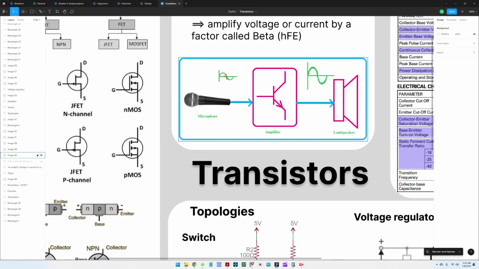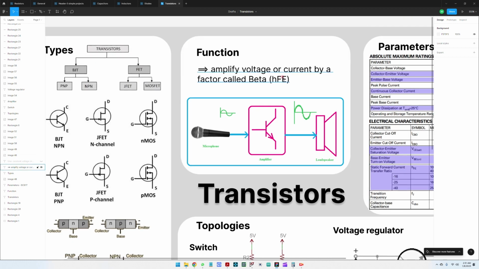Mainly, their function is to amplify a voltage or a current by an amplification factor called beta or HFE. In this small example, you have, for example, a microphone input signal, which is very small, about 40 microvolts, which is then, let's say we take the signal, we want to output this in a speaker so that we can hear the person speaking in the microphone.